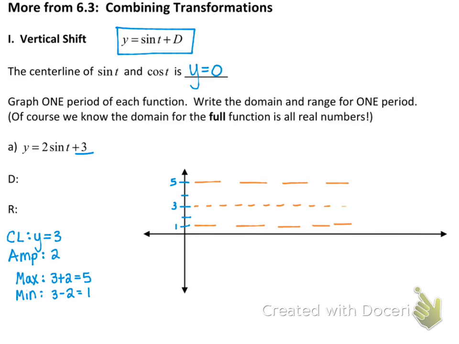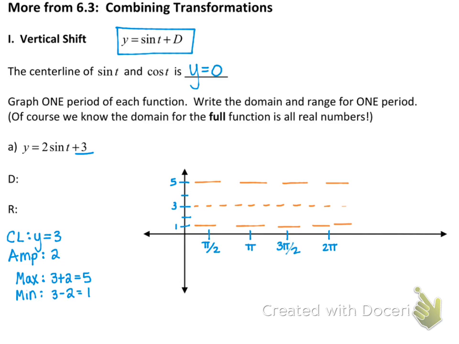So we need to identify the 4 intervals. Our period is 2 pi because we did not have a transformation horizontally. So we have pi over 2, pi, 3 pi over 2, and 2 pi.